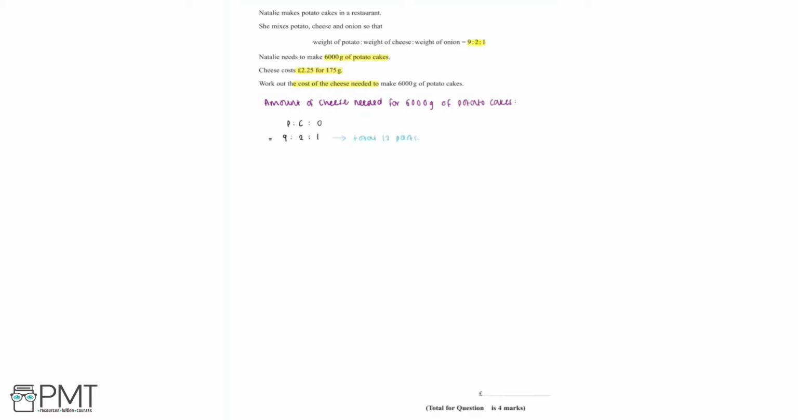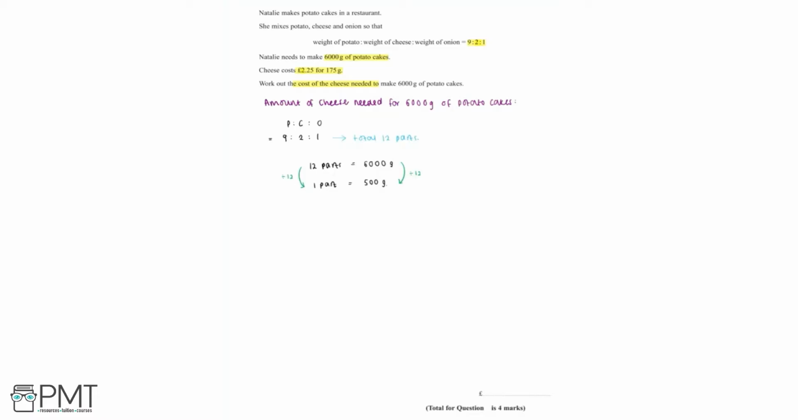Now since we want 6,000 grams of potato cakes in total, we can say that the total of 12 parts corresponds to 6,000 grams. Now if we know that 12 parts is equal to 6,000 grams, we can find the value of 1 part by dividing both sides by 12. 12 divided by 12 is equal to 1, and 6,000 divided by 12 is equal to 500. And so we can say that 1 part is worth 500 grams.